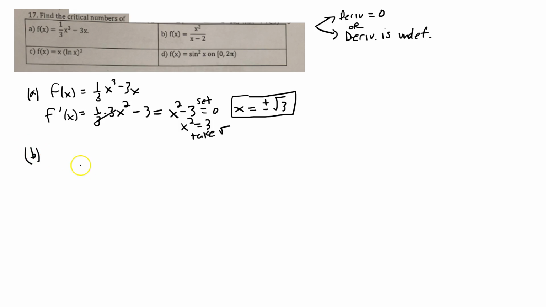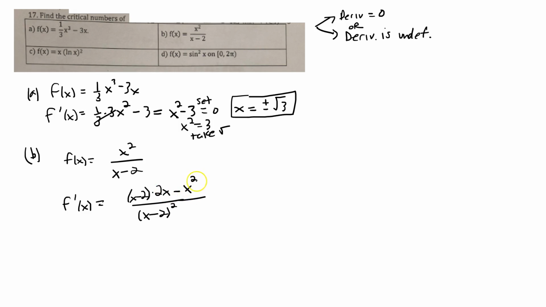Letter B. In letter B, we have f of x is equal to x squared on top of x minus 2. Now x equal 2 is not even in the domain. Okay, when we go to take the derivative, we'll square that x minus 2. We'll bring that x minus 2 up to execute the quotient rule. Take the derivative of the top, which is 2x. Put a minus sign. Leave the x squared alone. Take the derivative of the bottom, which is 1.